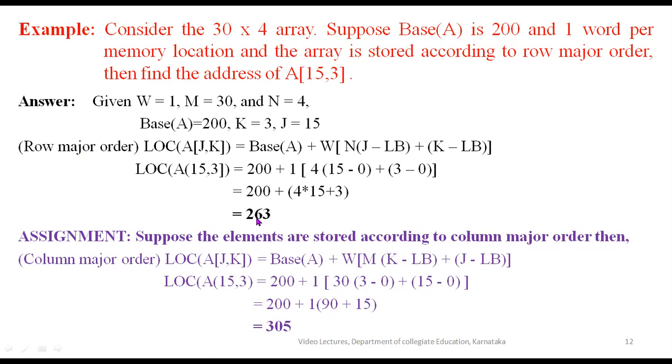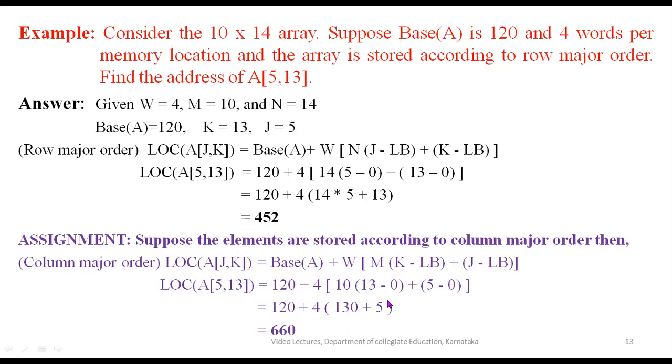So now let us imagine that the same array elements are going to be stored according to column major order. Then let's find the location of A of 15, 3. For column major order, the formula used is location of A of J, K is equal to base of A plus W times M into K minus LB plus J minus LB. So after substituting, we find the location of A of 15, 3 is equal to 305.